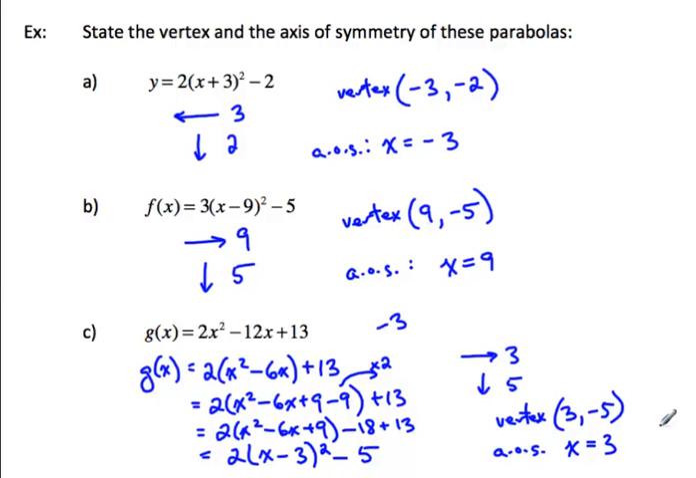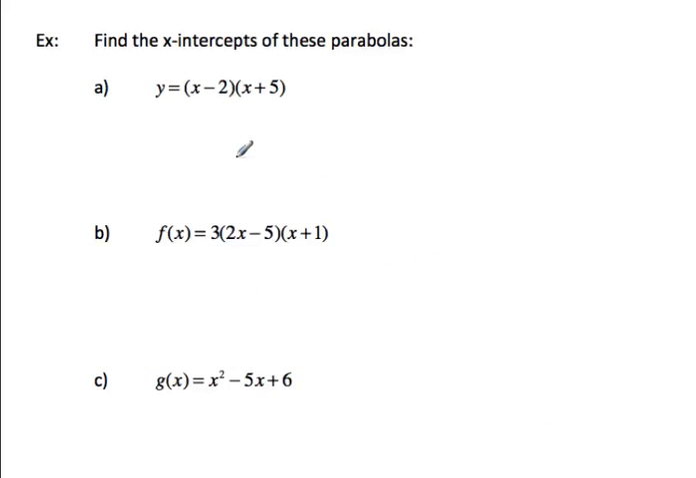So that's finding the vertex and the axis of symmetry. Next, let's look at finding the x-intercepts. Recall that to find the x-intercept of any function, you have to set the y value equal to 0. So for quadratics, if we're given something in this form, y is equal to x minus 2 times x plus 5, we set y equal to 0.